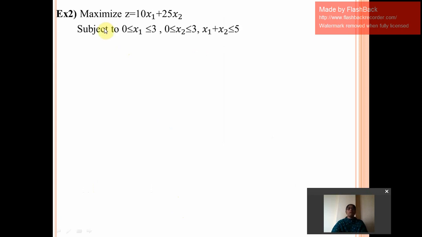Second example: maximize Z is equal to 10x1 plus 25x2 subject to 0 less than or equal to x1 less than or equal to 3, 0 less than or equal to x2 less than or equal to 3, x1 plus x2 less than or equal to 5. Find the maximum value of Z.